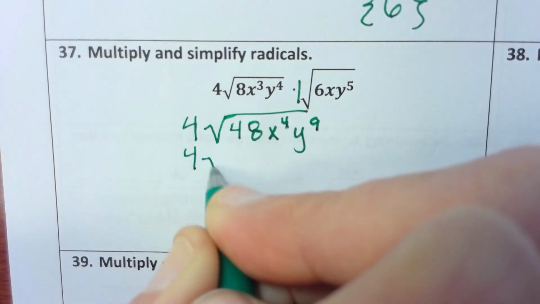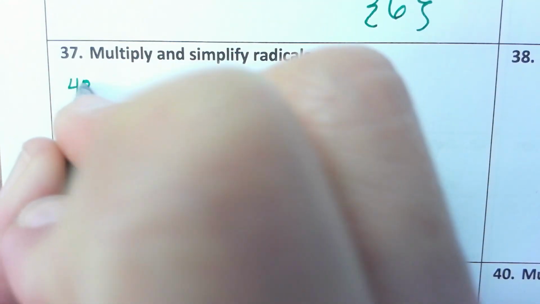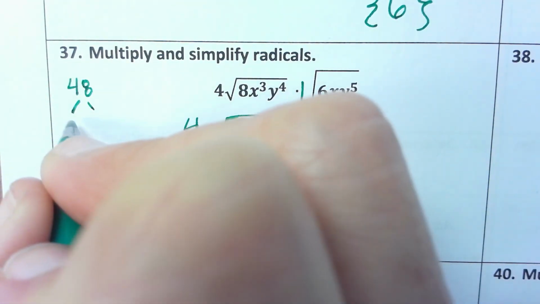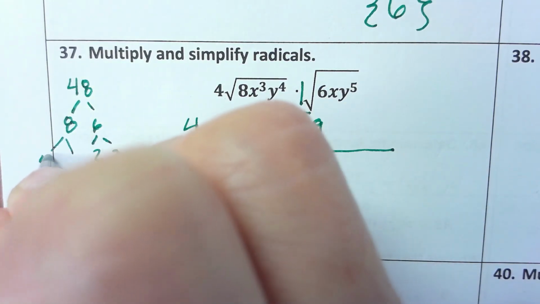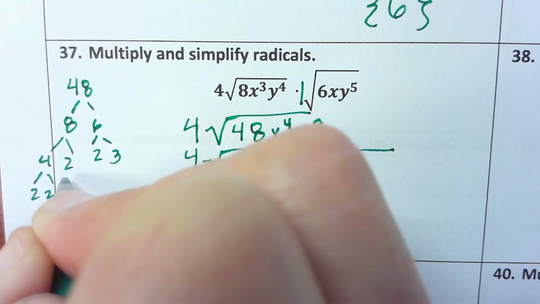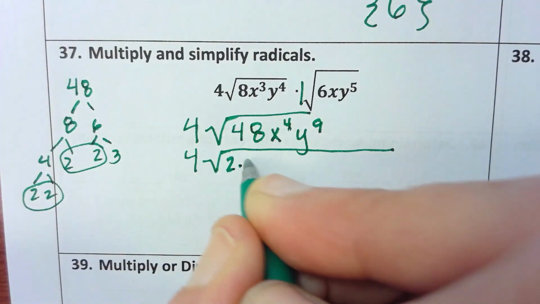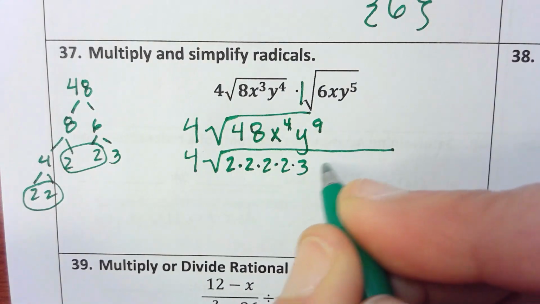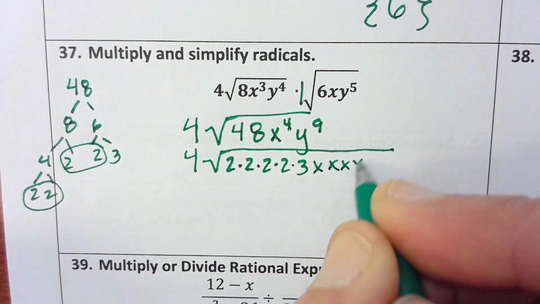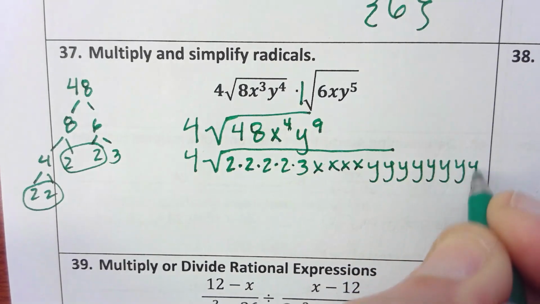Now, if you like to go with the visual route, you're going to make a factor tree for 48, which is 8 times 6, 2, 3. I'm going to simplify that, so that becomes 2, 2, 2, 2, 3. You've got 4 x's, and you've got 9 y's. 4, 5, 6, 7, 8.